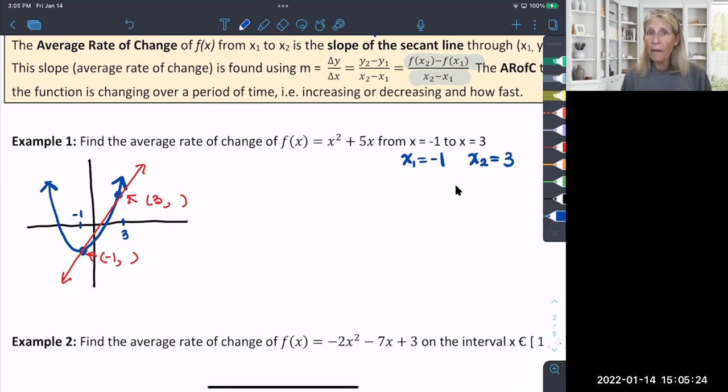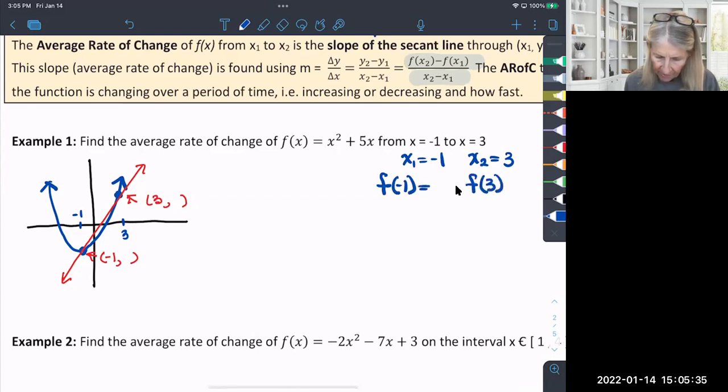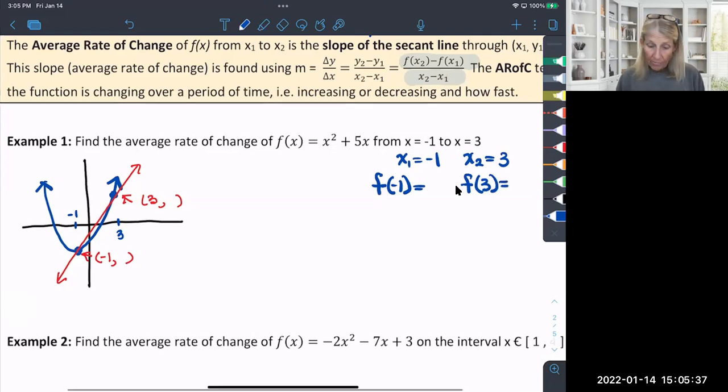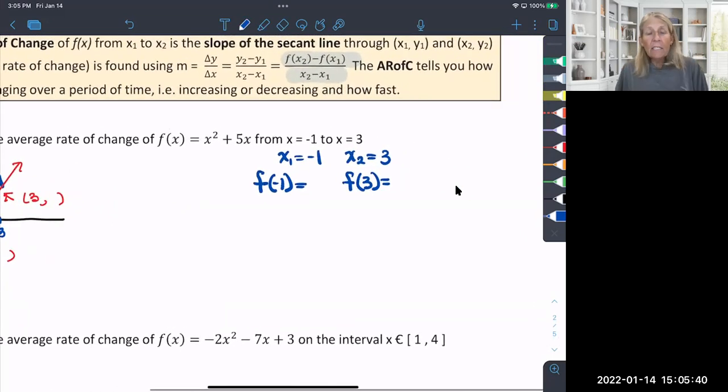Let's get the y values that go with those. Let's find f of x1, which is f of -1, and f of x2, which is f of 3. How do we find those? We plug these x values into the function.